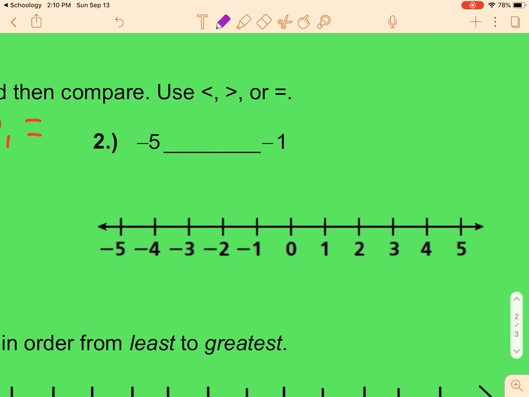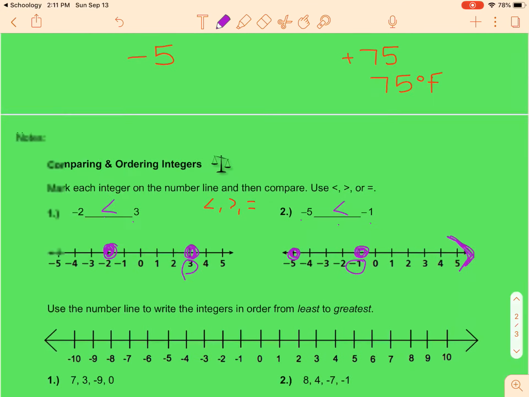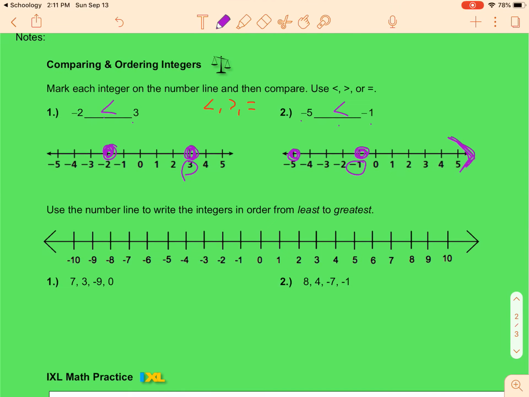We're going to do the same thing, find -5 on the number line, and find -1. Now we need to figure out which one is greater. It's greater if it's closer to the right-hand side. So you're right, -1 is greater. So -5 is less than -1. We're just about done, boys and girls.